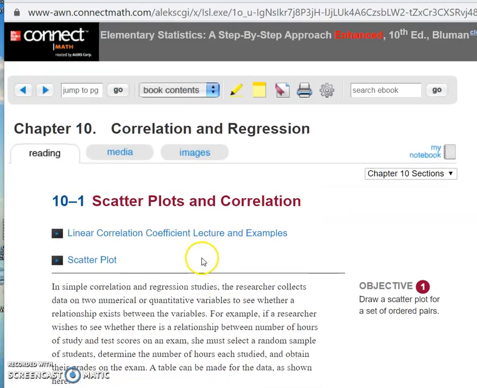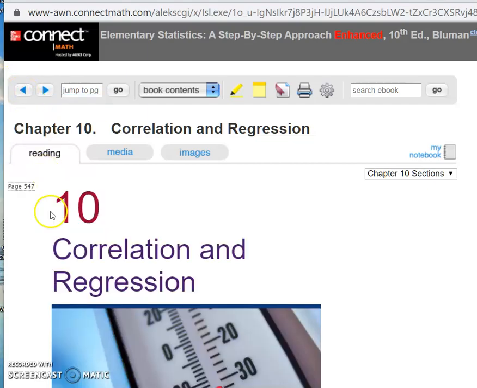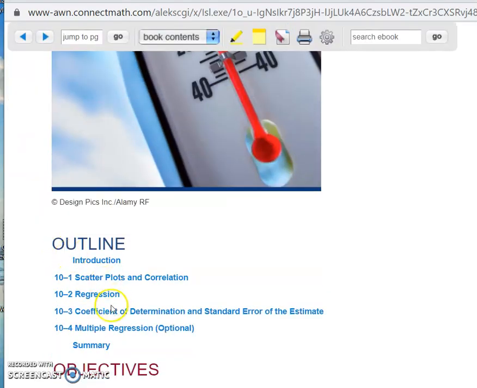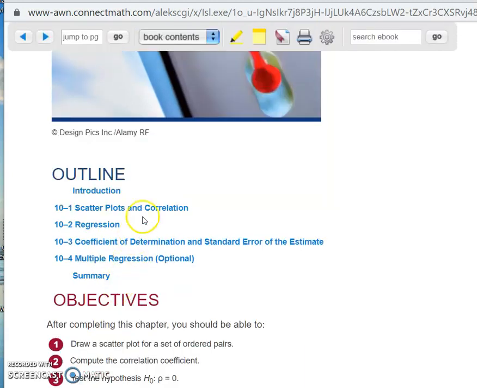Ladies and gentlemen, this is going to be chapter 10. We are only going to cover 10.1 and 10.2, and we're not going to have any homework on this, and it's not going to be on exam number 2. However, it will potentially be on the final exam, and I will send out a study guide for this material, so you'll know exactly what you need to know.